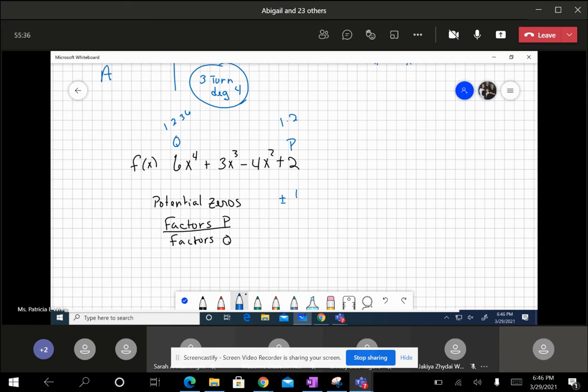So I need plus or minus 1 over 1, plus or minus 1 over 2, plus or minus 1 over 3, plus or minus 1 over 6. My factors of P over my factors of Q. Now I got to do the same thing with the 2, right? Plus or minus 2 over 1, plus or minus 2 over 2, plus or minus 2 over 3, plus or minus 2 over 6.